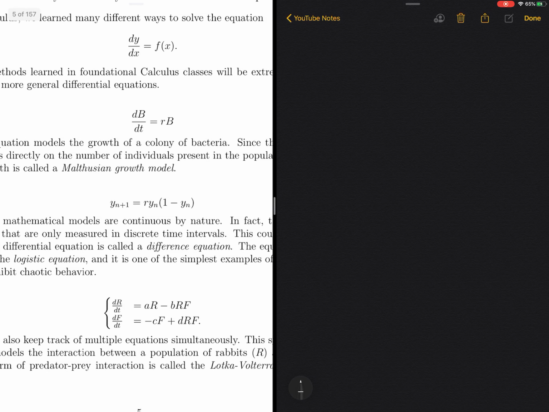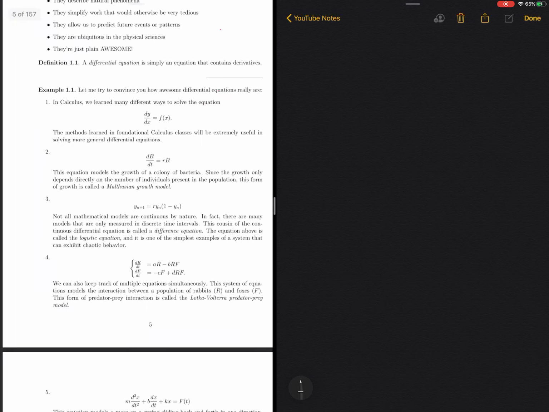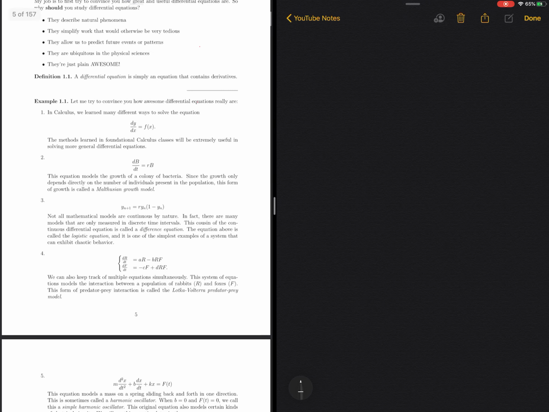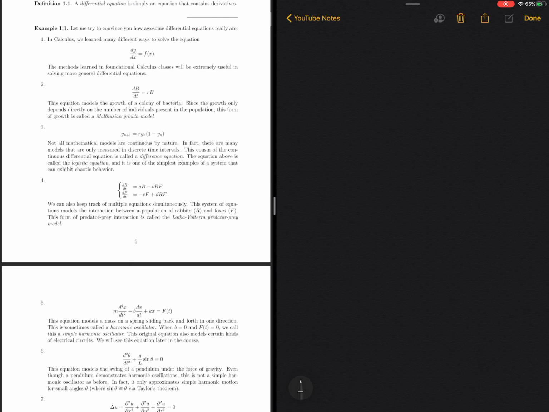This would be something called a difference equation. And the one I have listed here is a very popular difference equation. This is called the logistic equation. It's a very, very popular example because it's a nonlinear equation, and it actually has a lot of very interesting behavior as you change that R parameter. You might go check out the dynamical systems playlist for more on that model.